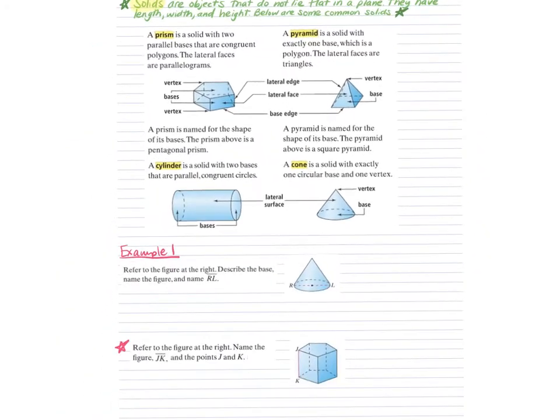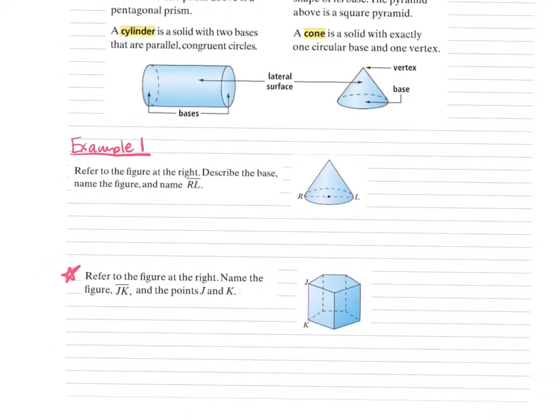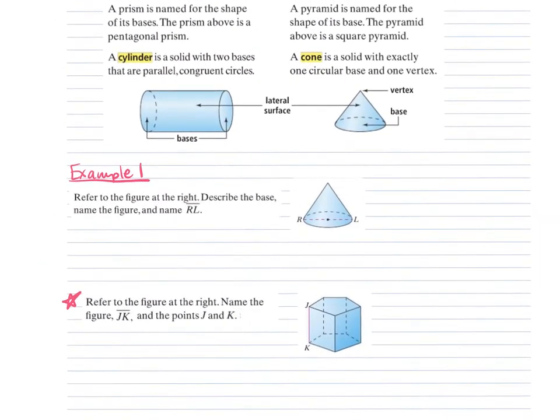Okay, so with that in mind, let's move to the first example. Refer to the figure at the right. Describe the base, name the figure, and name RL. So in this case, describe the base. This is the base here. What shape is that? That is a circle. The base is a circle.